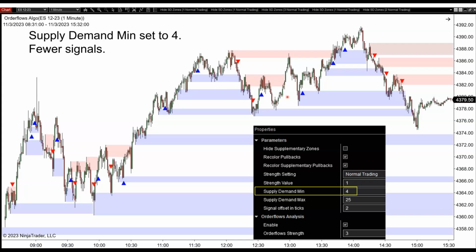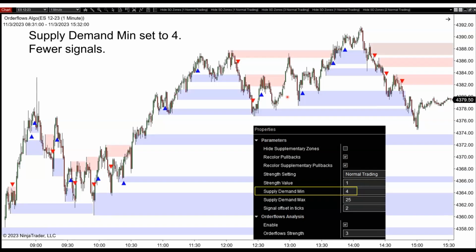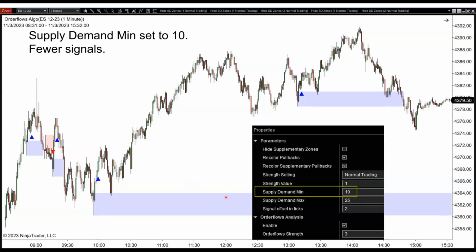Okay, so by setting the min a little bit stronger, it's going to find zones that are a little bit more sturdy, right? Think of it like ice, right? The thicker the ice, technically the longer you can stay on it. The thinner ice, stay on thin ice, eventually it's going to break pretty soon. And I like to think of that with supply and demand. Okay, now this is set at 10. Okay, so this is 4, but set at 10, it's finding these very big, thick zones only here.